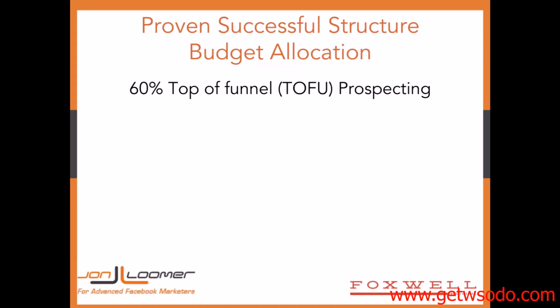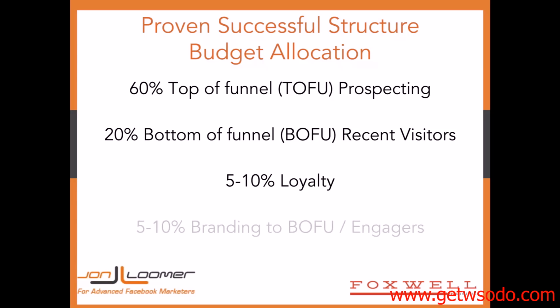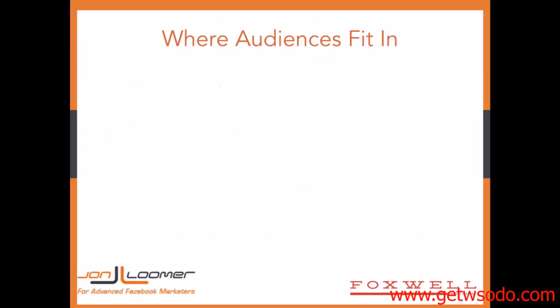In these scaling accounts that I have run, you're generally going to be using 60% of that budget for top of funnel prospecting. That's very common. You have 20% at the bottom of the funnel to those recent visitors. Sometimes this can be increased as well, but this is a general rule that I see. Then you'll have 5 to 10% of that budget based on loyalty, and 5 to 10% that's branding to the bottom of the funnel, or BOFU, engager audience. People split these differently, but this is generally the rule where I fall in.